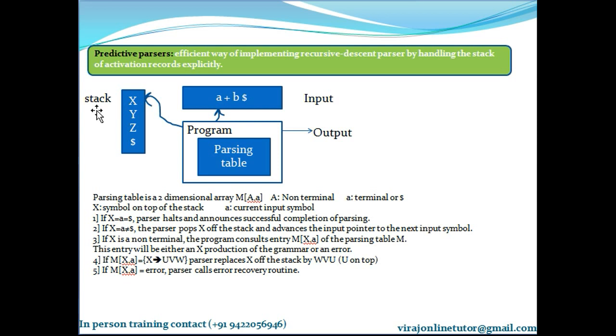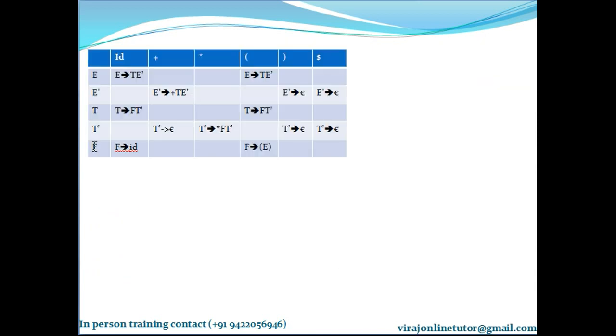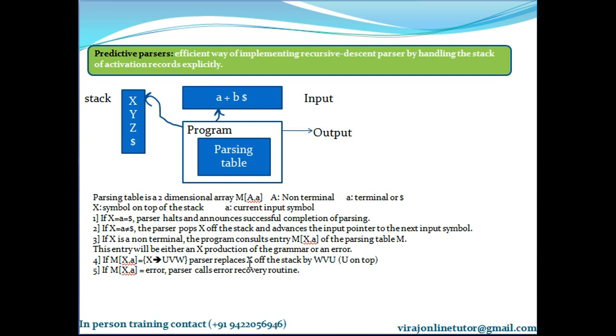The next point says if X is a non-terminal, if the topmost element of the stack is a non-terminal, then the program consults the table which I just showed you, for X comma A. So it consults this table, for example F comma ID, E comma open bracket, E dash comma plus, something like that. If the topmost element of the stack is a non-terminal, it consults this table for that non-terminal comma current input symbol. Okay, and that particular entry will be either a production or an empty cell, which is an error.